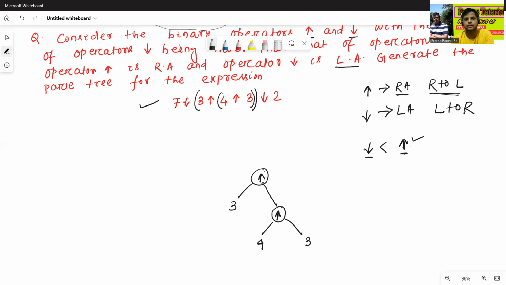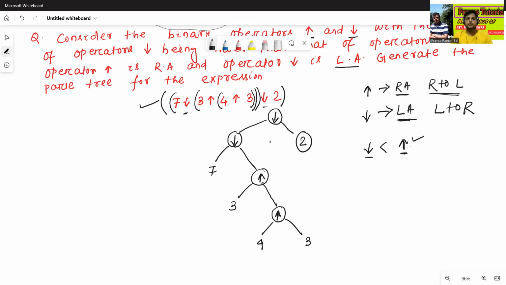Since lower arrow mark is left associative, by default we will evaluate this one first. So this is 7. We'll evaluate this one, right? Then we'll evaluate this one. Okay, so this is the generated parse tree from the given expression.